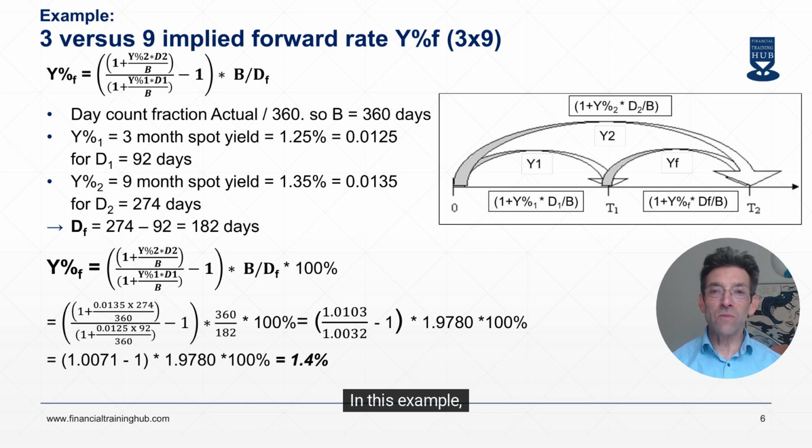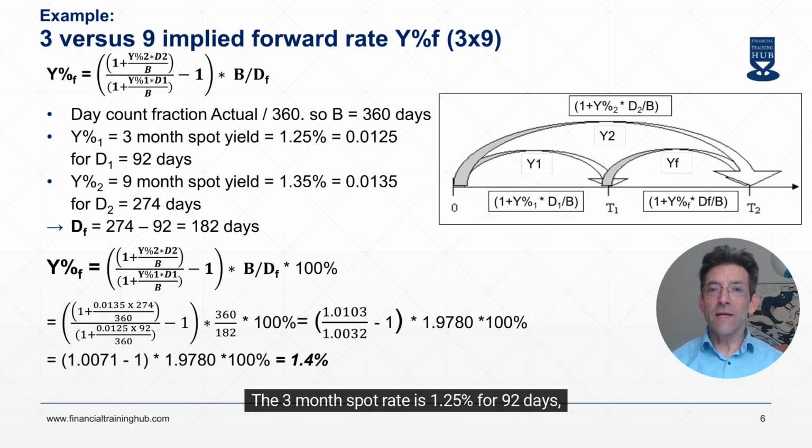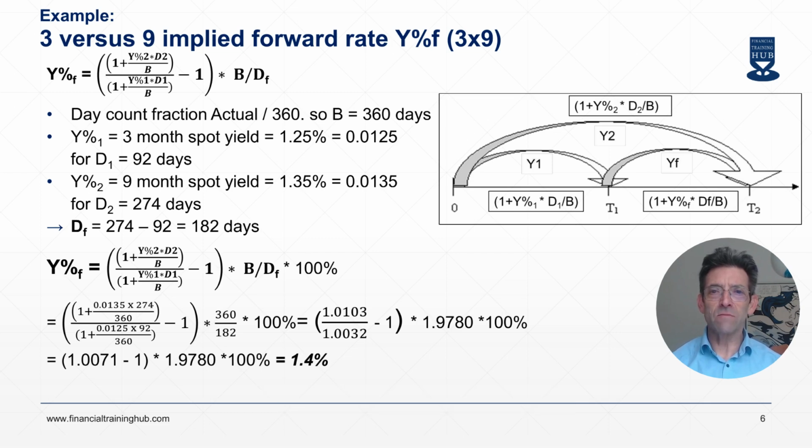In this example, a 3s versus 9s forward is calculated. This is the 6 months implied forward that starts 3 months from spot date. The 3-month spot rate is 1.25% for 92 days. The 9-month spot rate is 1.35% for 274 days.